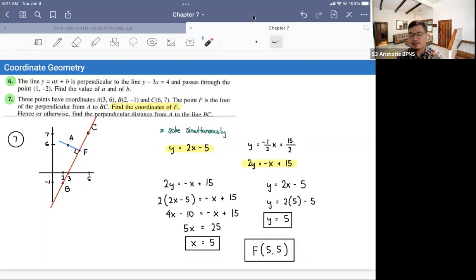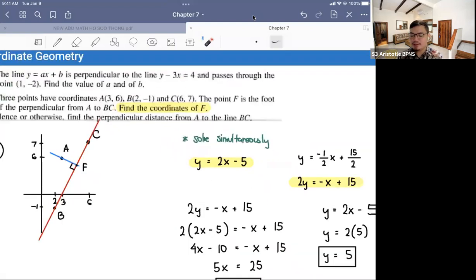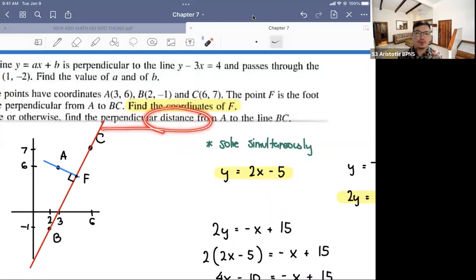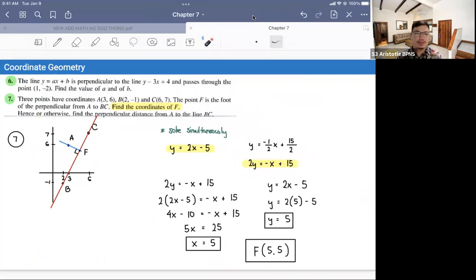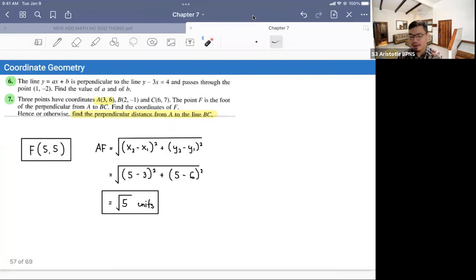Now, there's another question. We need to find the perpendicular distance from A to the line BC. When you say perpendicular distance, it is just basically the distance formula. This question is just asking how far is point A from point F, which is in line BC. So this is the question here. What's the distance between point A and basically this line? So for this one, you just need to basically find the distance of AF, right?